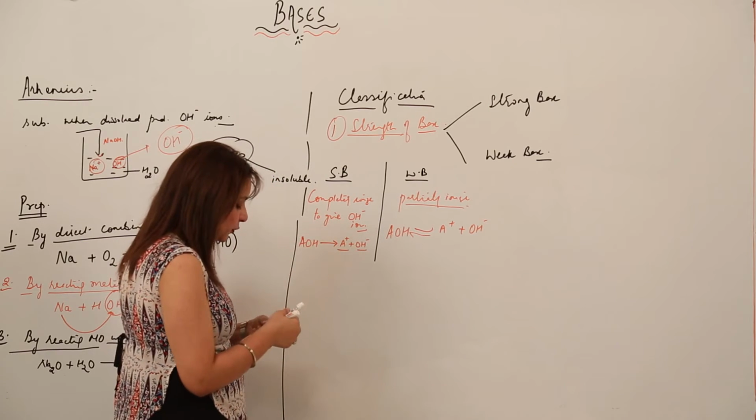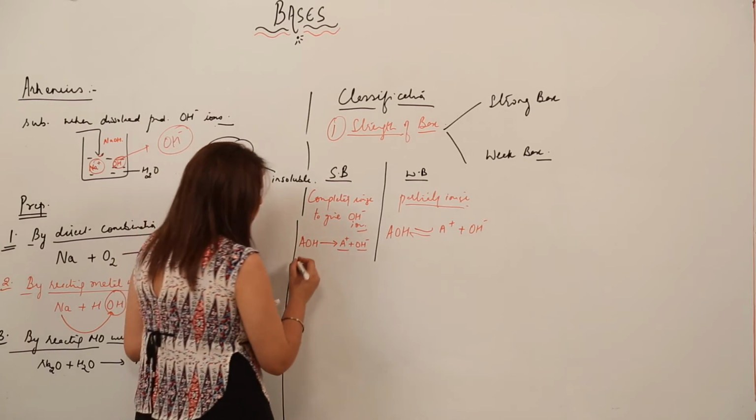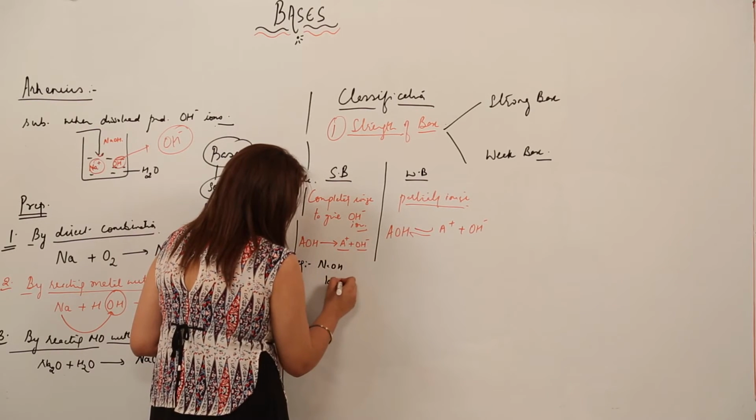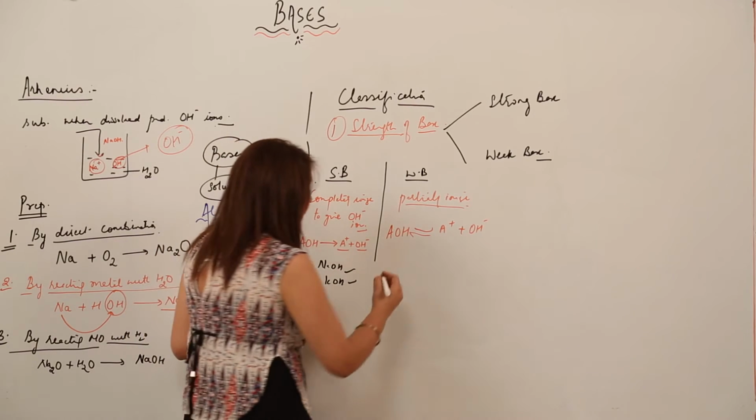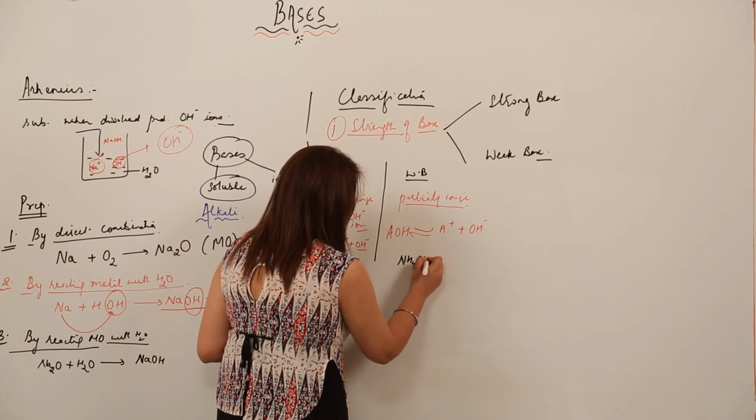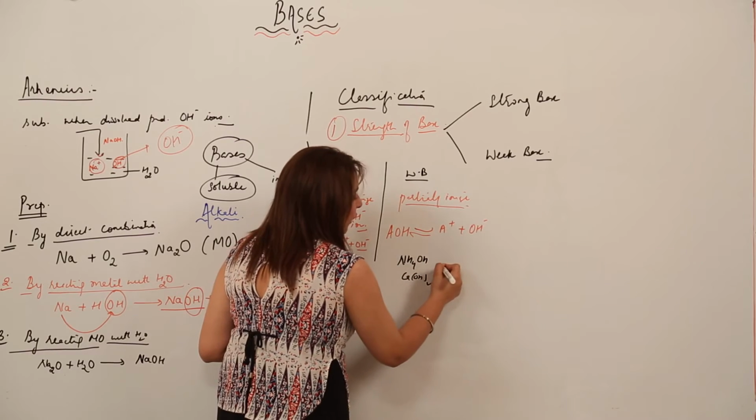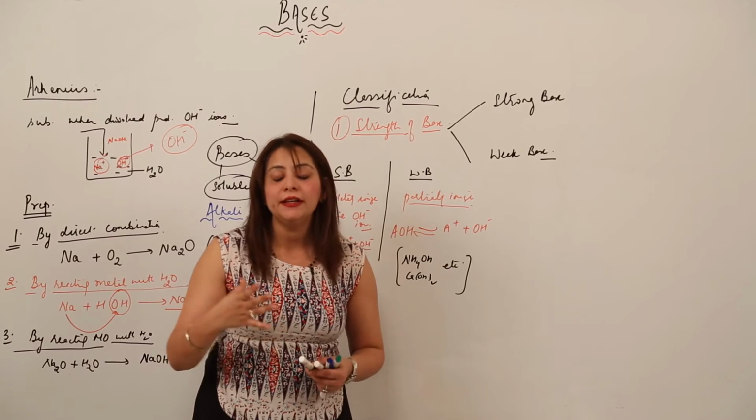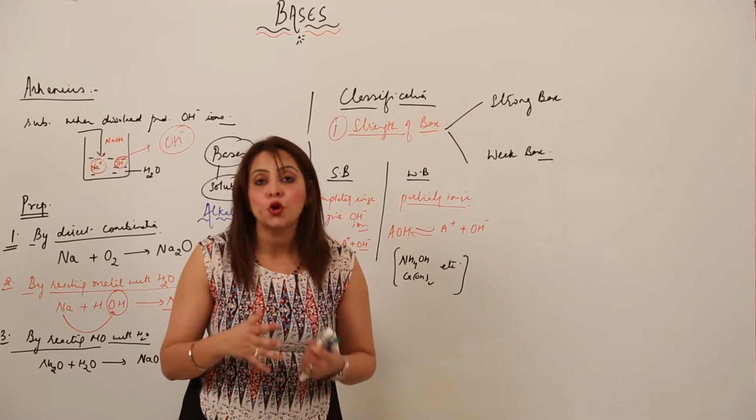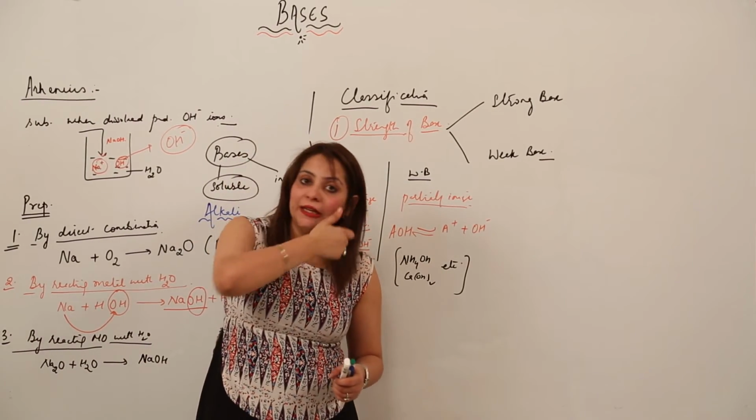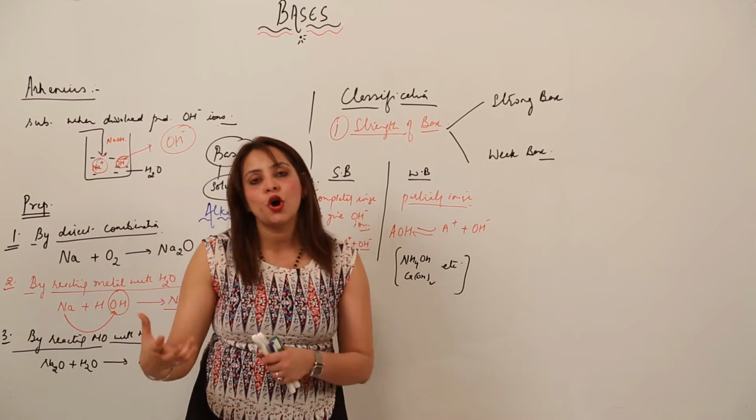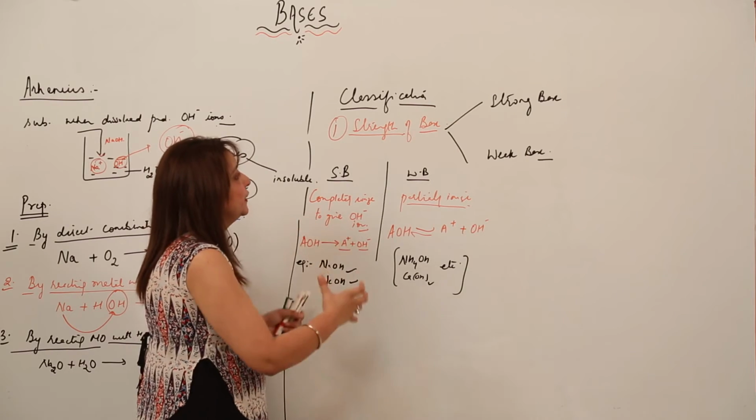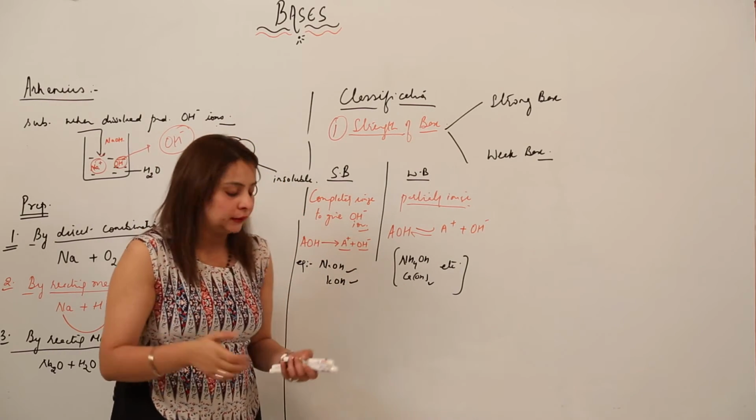When we look for examples, the alkali metal hydroxides, this NaOH, KOH, are strong bases, and ammonium hydroxide, calcium hydroxide, etc., are regarded as weak bases. So keep in mind, all alkali metal hydroxides are regarded as strong bases, and when we talk about the alkaline earth metals, they are not so strong as compared to the alkali metal hydroxides. So this is how we classify the bases on the basis of strength.